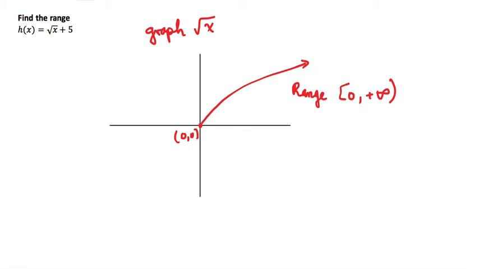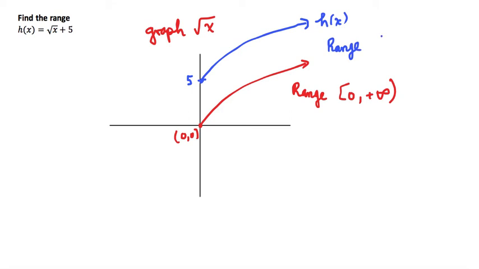And now, let's actually graph our function here, h of x. Well, that's the same thing as the square root of x, except everything's moved up by 5 units. So it's going to look something like this. If you put in 0, instead of getting 0, you're going to get 5. And any number you put in here for x, you get the square root of that, and you add 5 to it. So it looks like this. And so the range, the answer to this question, this is h of x, just to be clear, is quite simple.